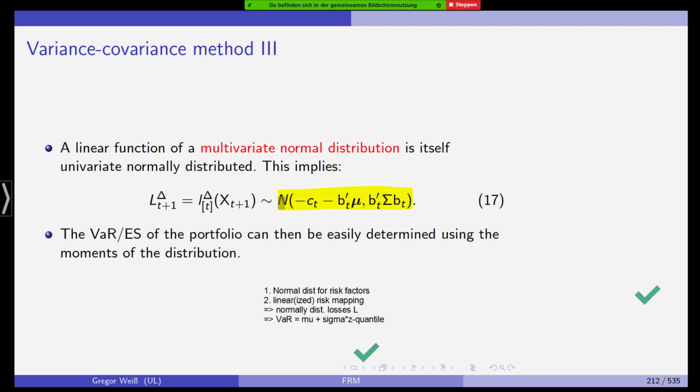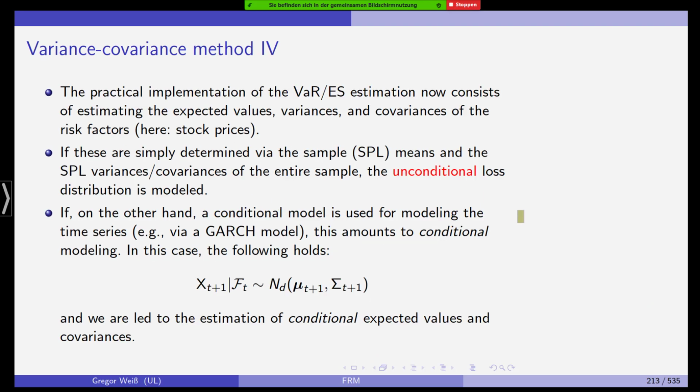We are done. Okay. Now, the practical implementation consists of estimating the expected values, the variances, and the covariances of the risk factors. And this is why this method is also called the variance-covariance method, because it relies heavily on the variances and covariances. Now, if these moments are simply determined by sample means, sample variances, and covariances, we get an unconditional loss distribution and we have an unconditional model.